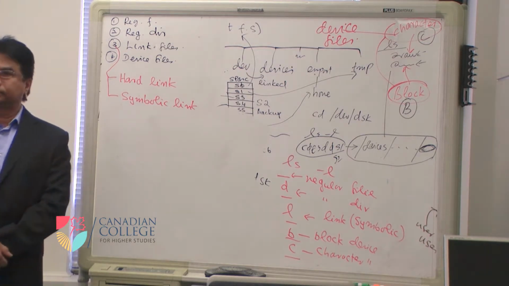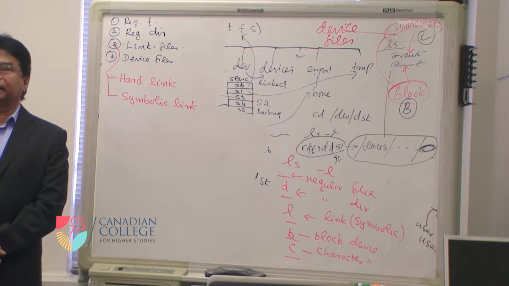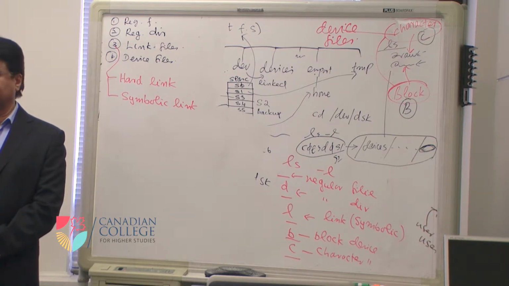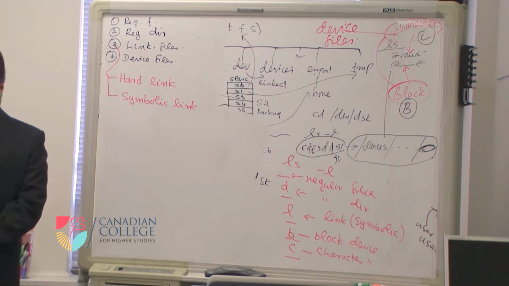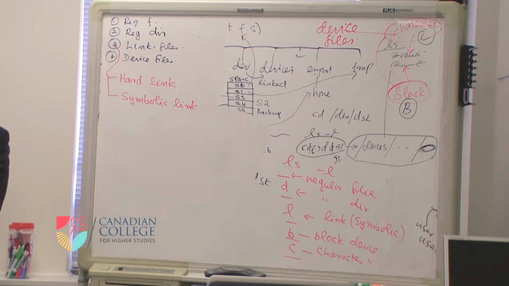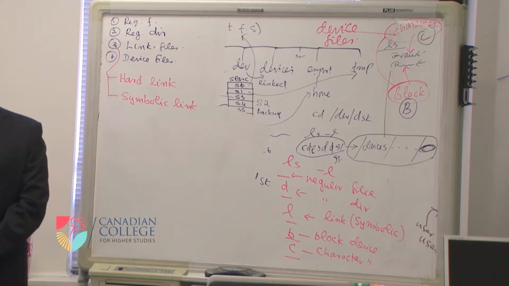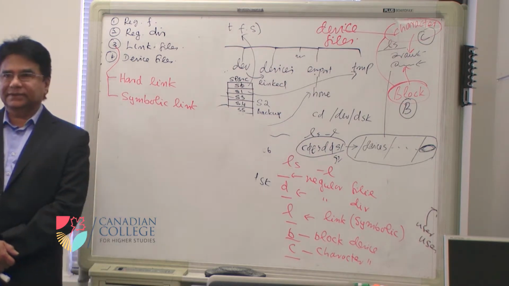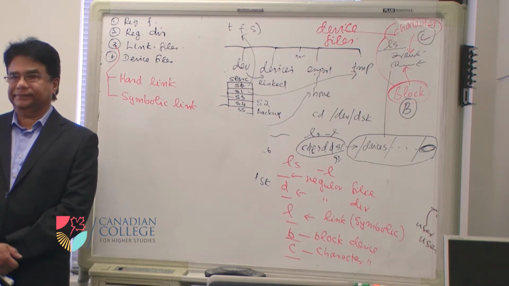And symbolic link is what? Symbolic link is a pointer pointing to another file. So if file A is pointing to file B, are file A and file B the same or different? They are different. So that type of link is symbolic.